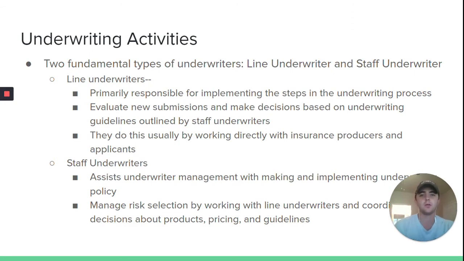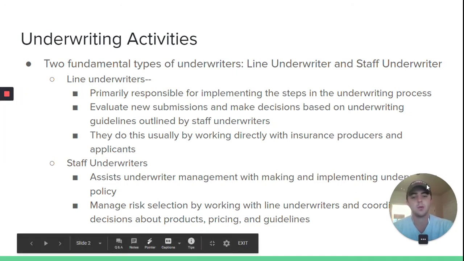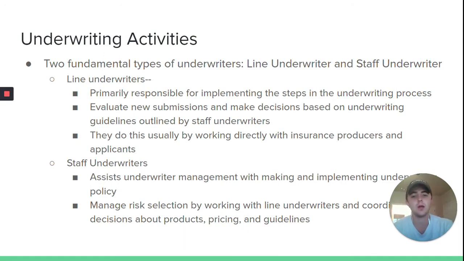There's two fundamentally different types of underwriters, and that's line underwriters and staff underwriters. Line underwriters are primarily responsible for implementing the steps in the process, and they evaluate new submissions and make decisions based on guidelines outlined by the staff underwriters. They do this usually by working directly with producers and applicants. Staff underwriters, on the other hand, assist underwriting management with making and implementing the policies, and they manage risk selection by working with the line underwriters and coordinate decisions about products, pricing, and guidelines.